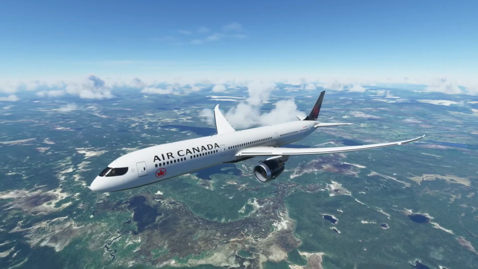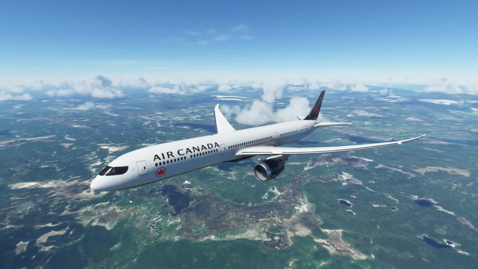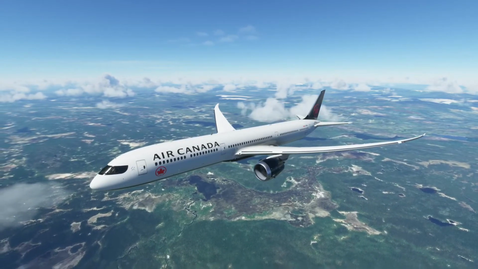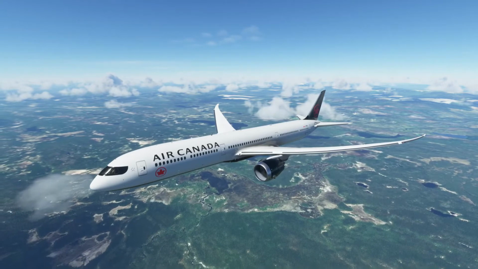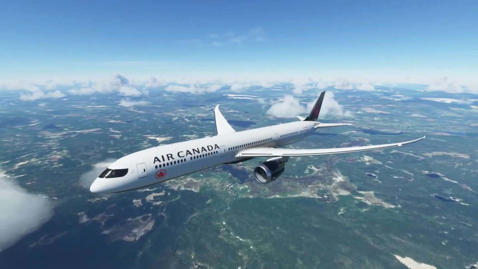I may not know everything that's on these charts, but I know enough to get by in the sim, and I know where to find pretty much all of the information you're going to need to successfully fly in Flight Sim and on VATSIM as well.